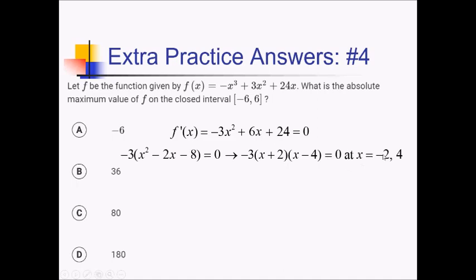Okay, are those on the interval from negative 6 to 6? They are. So we have to try out these two critical values along with the two endpoints. All right, candidate test time. Let's plug in negative 6 first, and we're just going to go term by term here.